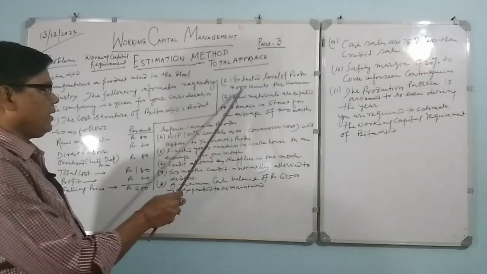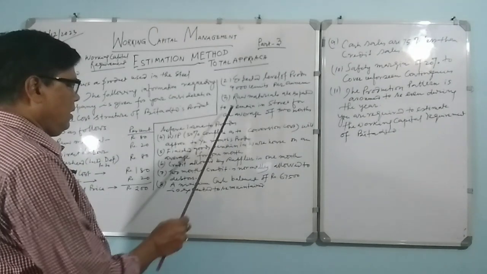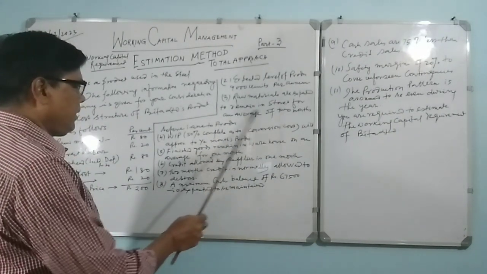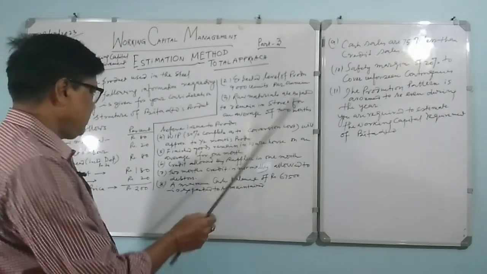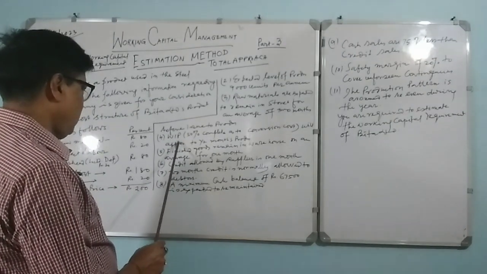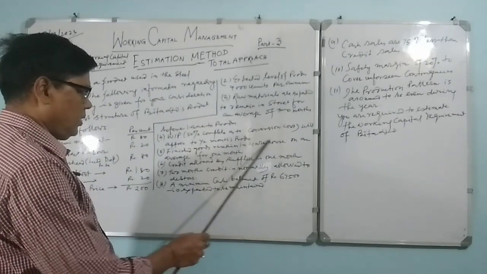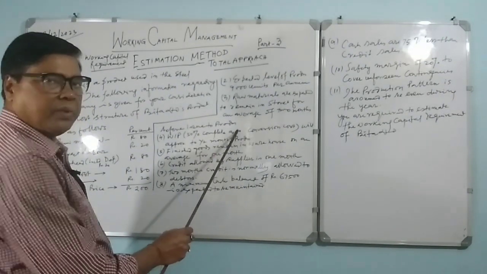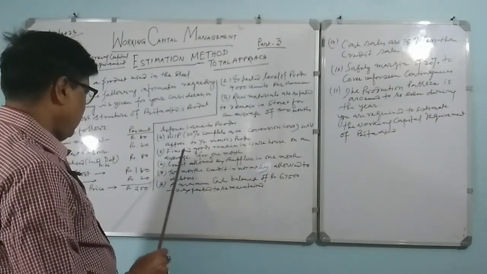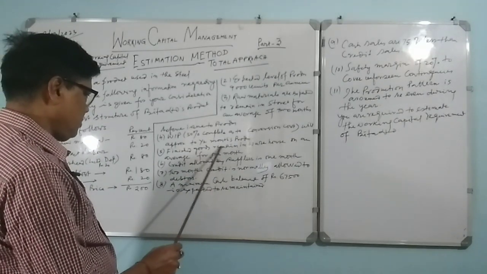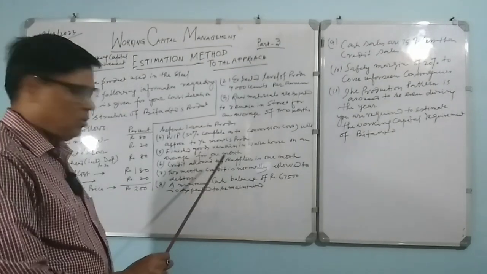Other information they have given: expected level of production 9,000 units per annum. Raw materials are expected to remain in stores for an average 2 months. That means raw material holding period is 2 months, before issue to production. WIP, 50% complete as to conversion cost. Very carefully, your conversion cost is 50% complete, apart from your raw material, will approximately be half month's production. That means 15 days. This will be the holding period.